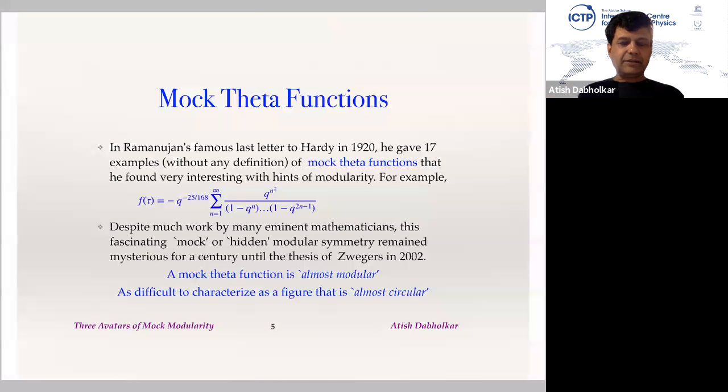And despite a lot of work by very eminent mathematicians, this fascinating mock or hidden modular symmetry remained mysterious for almost a century until the thesis work of Zwegers, who was a graduate student in 2002. And the main conclusion, as a summary of a mock theta function, is that it is almost modular. And therefore it was difficult to characterize because it's like trying to characterize a geometric figure that is almost circular.